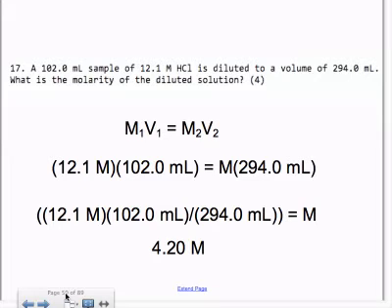Okay, the volume was roughly tripled, not quite, but almost tripled, which means that the molarity should have been cut to a third or by 2/3, depending on how you want to say it. So that's about right. That makes sense.